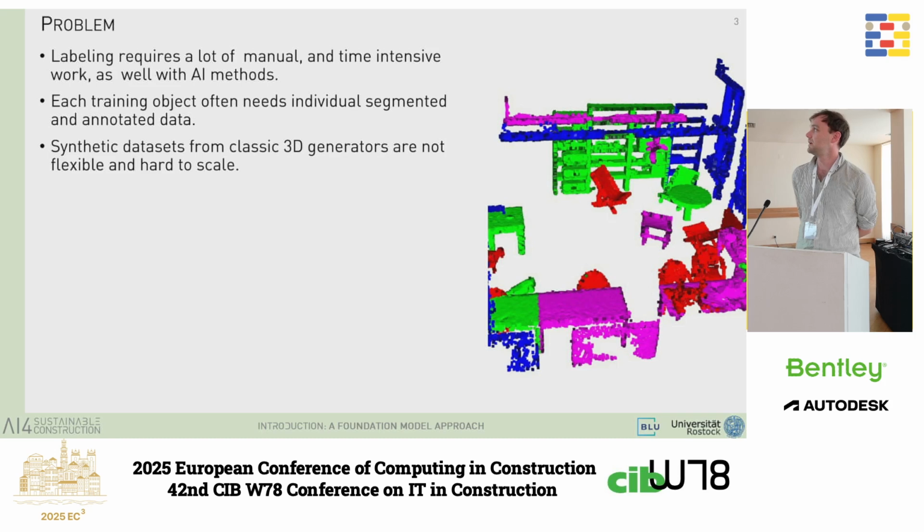The problem is that the labeling requires a lot of manual effort, it's time-intensive work, and we need it for the AI methods. And each training data set, or each object we want to train the model on, needs a different data set to train it.